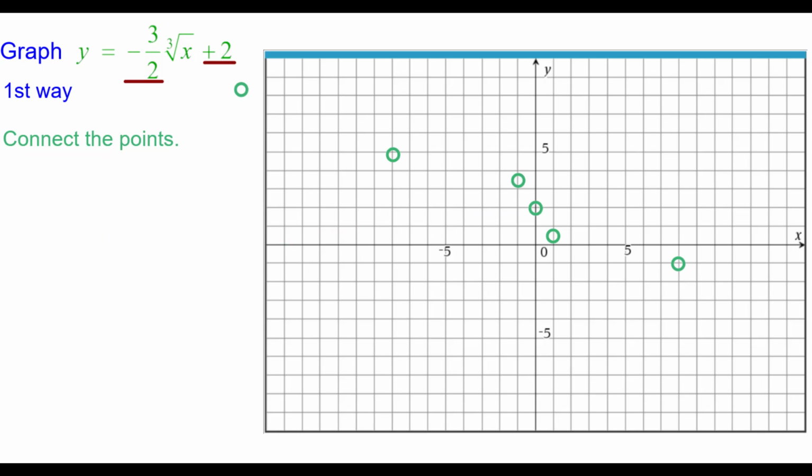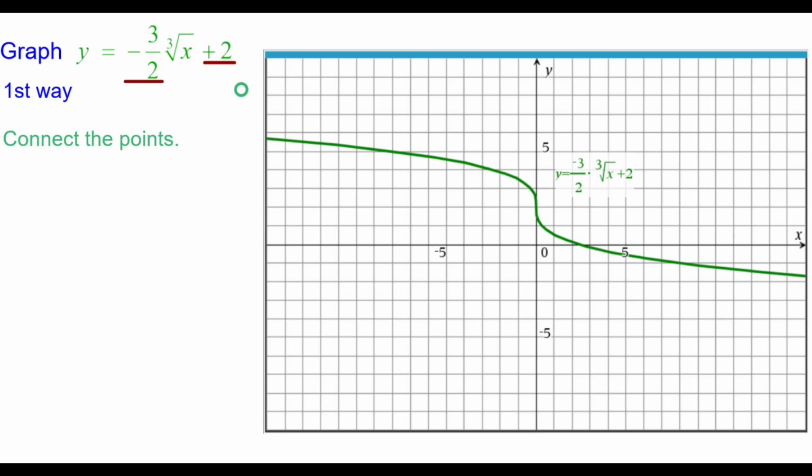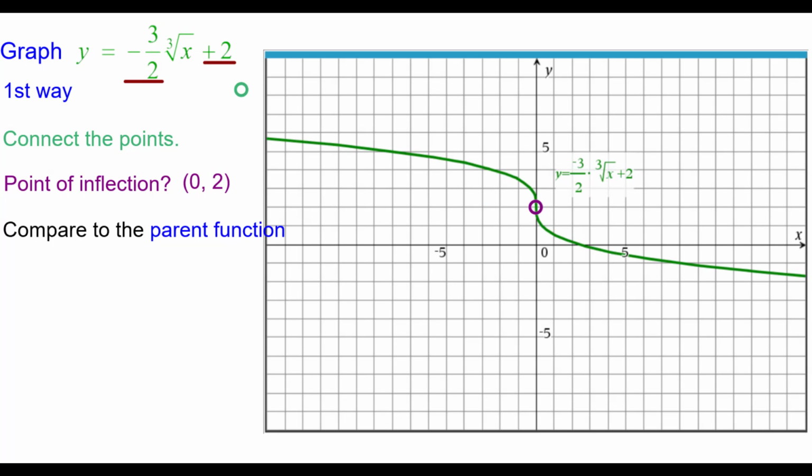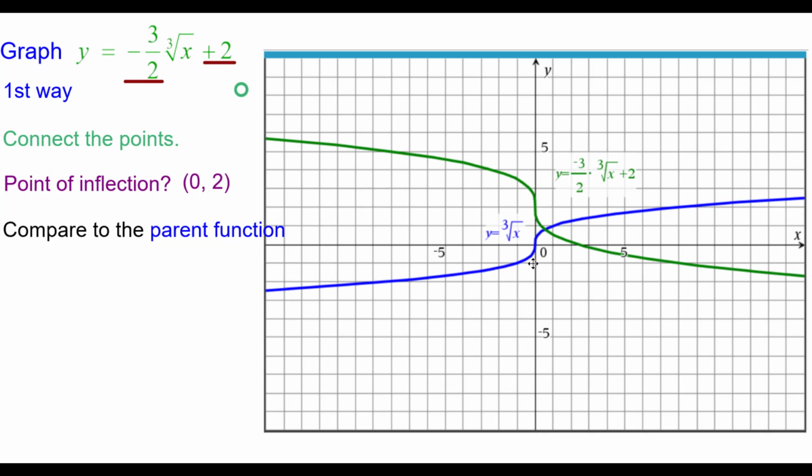Connect the points, make it look like a cube root looking graph. And the point of inflection, again, is at 0, 2, also a y-intercept. And we compare it to the parent function. And notice it opens differently because of the negative sign.